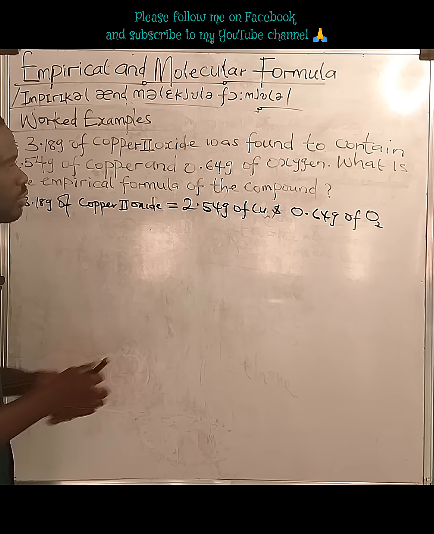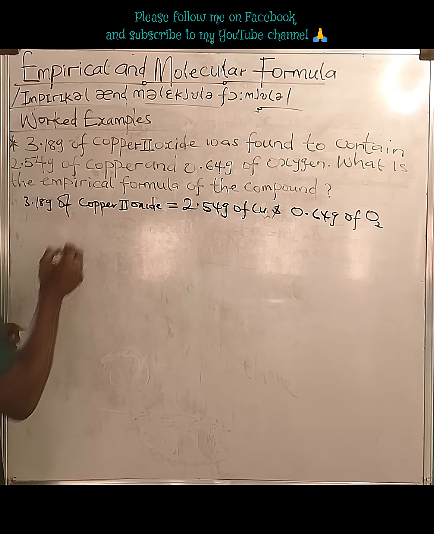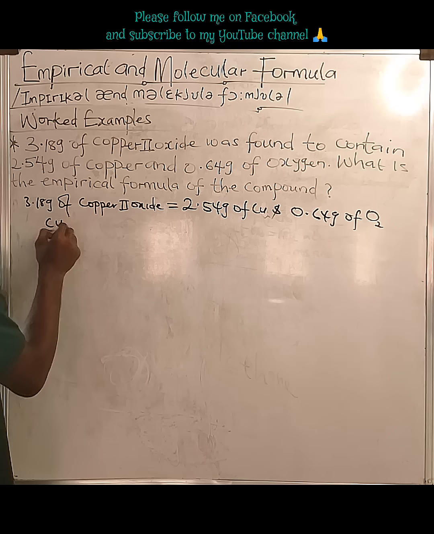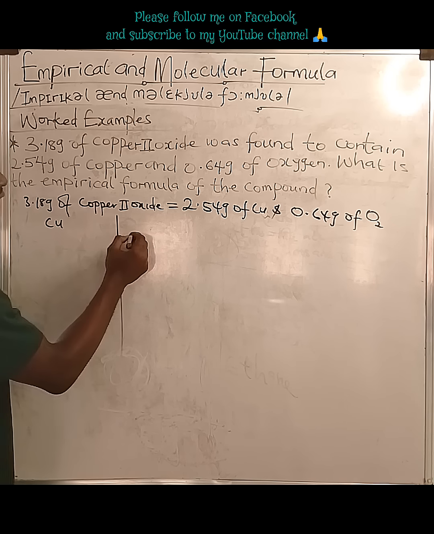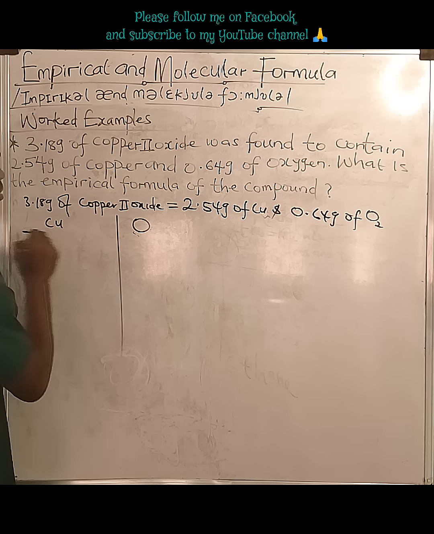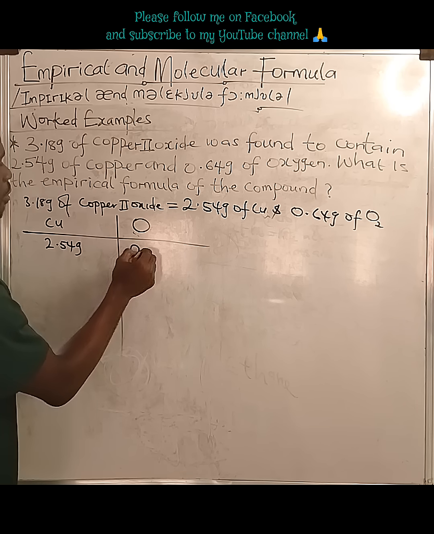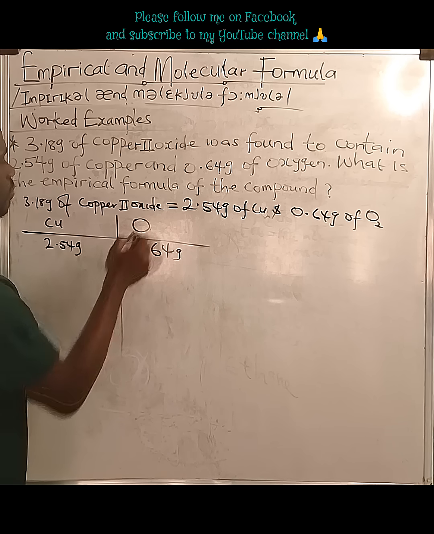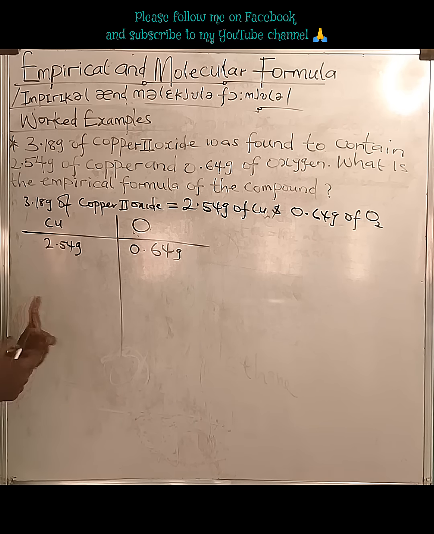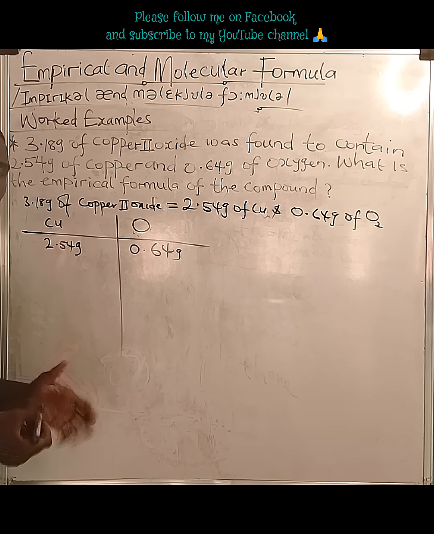So now what do we do? The first thing we're going to do is draw our table. This is the copper section, and this is the oxygen section. So for the copper, we have 2.54 gram of copper, while here we have 0.64 gram of oxygen. Now what we're going to do is get the mole for each of them.